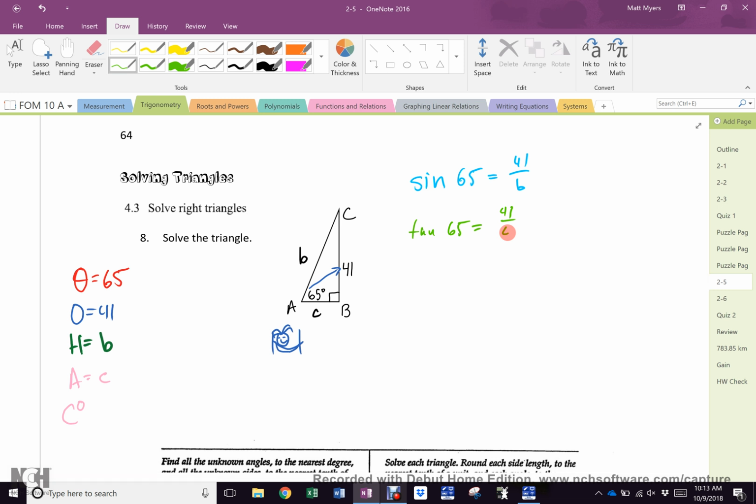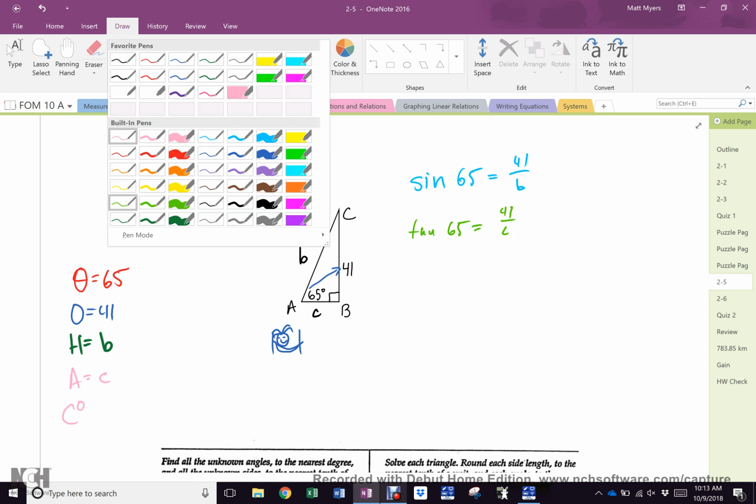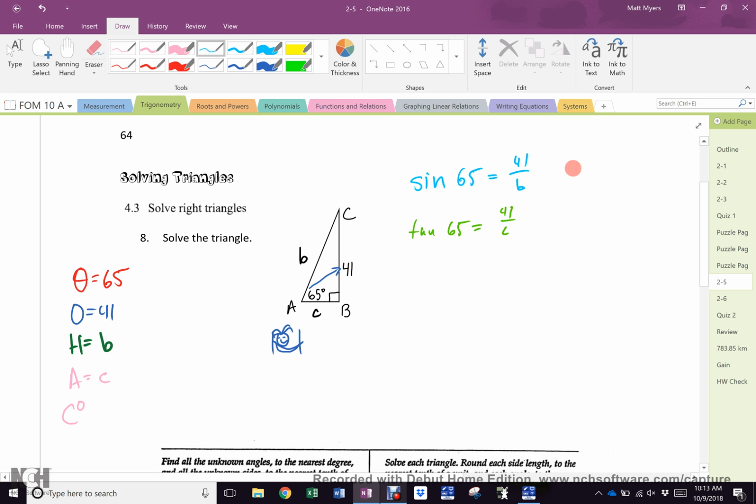Is either one of those right or wrong for a first step? No. Who chooses the first step? You choose the first step. There is no right or wrong way to do it. Everybody cool? All right. So you would do one of those two things. The first one would, of course, be 41 over sine 65 would get me b. If I did the second one, it would, of course, be 41 over tan 65 to get lil c.